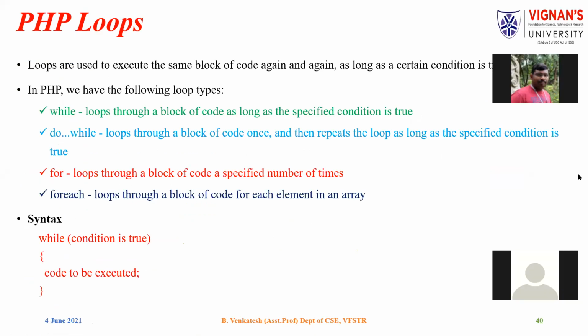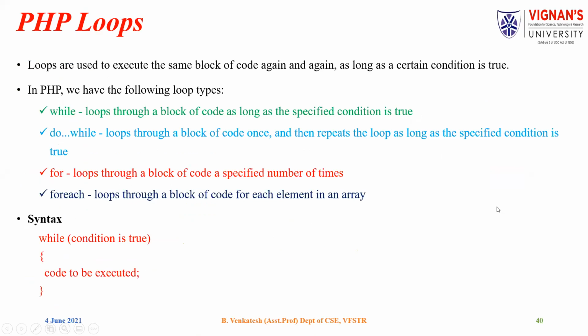Coming to the loop statements. Loop statements are used to do repetition: the same code you need to repeat a number of times. You already know the different types of loops we have: while loop, do while loop, for loop. The syntax is the same, only the way of writing the condition is different.